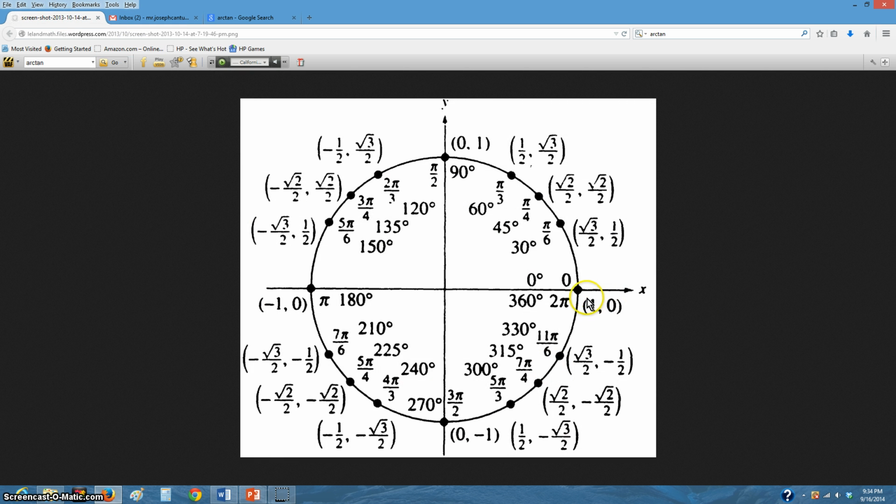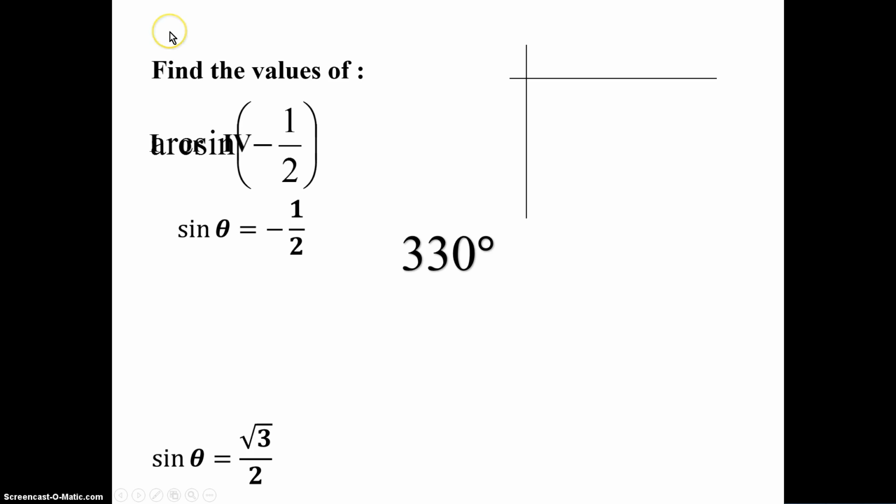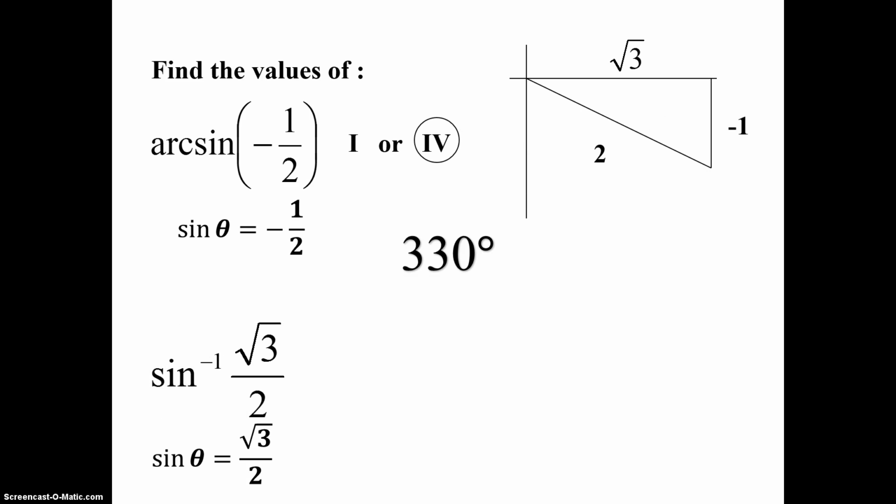Okay, so let's go here to quadrant 4, where the y-coordinate is negative 1/2, and it is 330 degrees. So that is our answer, 330 degrees. And of course, it produces what kind of triangle?